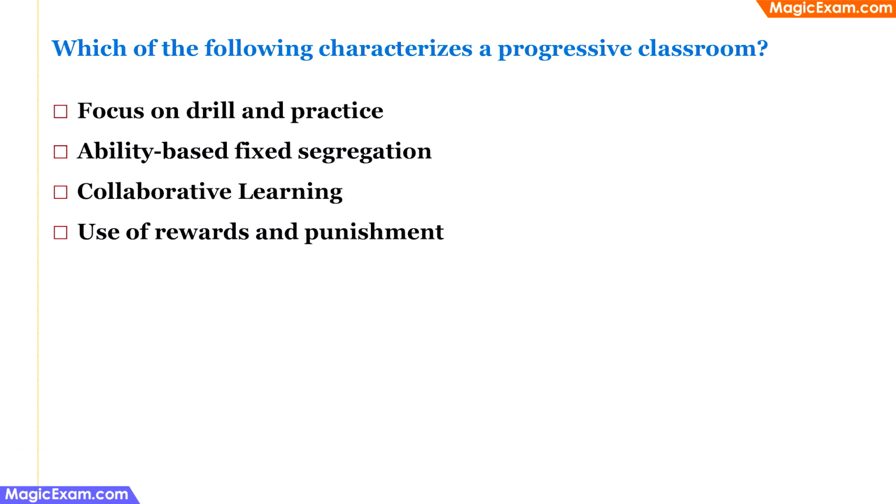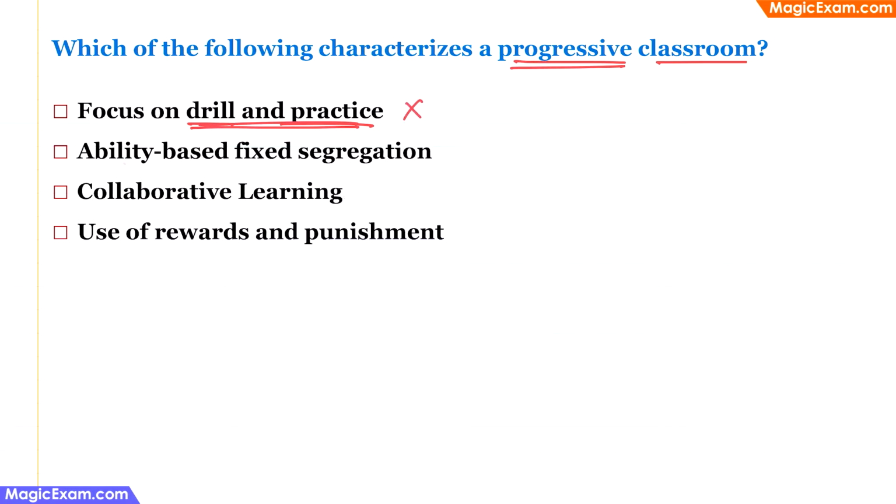Which of the following characterizes a progressive classroom? Now, the first option is focus on drill and practice. So, drill and practice means you are giving the children some activities and you are making them repeat them again and again. For example, you give the children a set of problems or sums and you make them repeat them again and again till they get perfect with that. Is that a progressive classroom? No, because all you are doing here is drilling the children. You are making them remember things whether or not they understand something. Therefore, this drill and practice is not progressive. Therefore, this cannot be the correct answer.